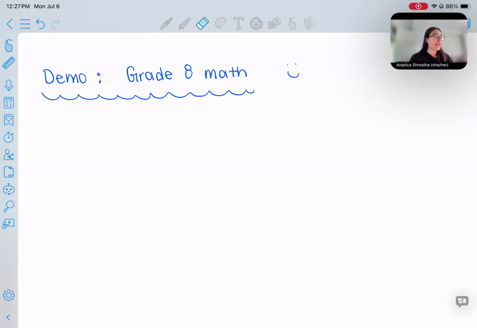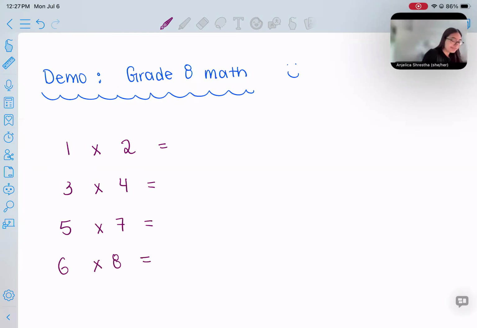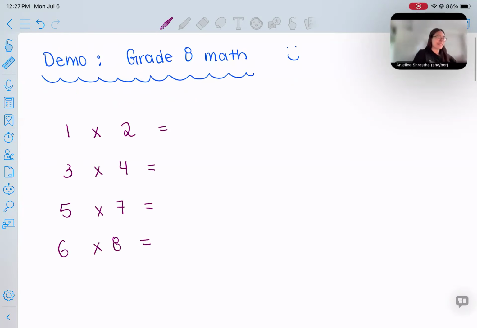And at any point or time that you have any questions, just say, "Hey, Angelica, let's stop for a second and look at what we have just learned or any questions that we have." Okay? So let's write down these multiplication questions. 1 times 2, 3 times 4, 5 times 7, and 6 times 8. All right, let's give it a shot.